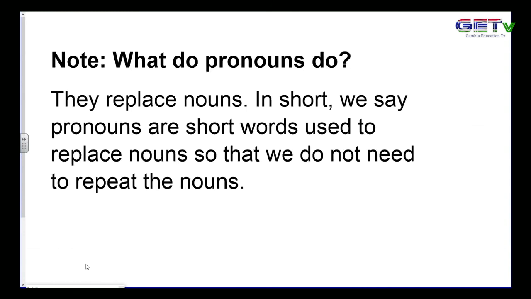What do pronouns do? They replace nouns. In short, we say pronouns are short words used to replace nouns so that we do not need to repeat the nouns. To avoid the unnecessary repetitions of nouns, we use the pronouns in the place of nouns.